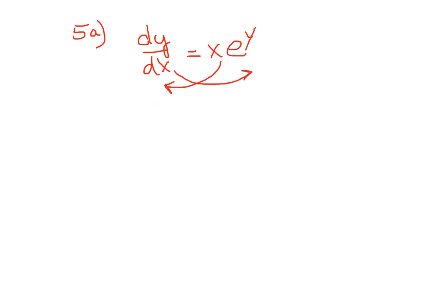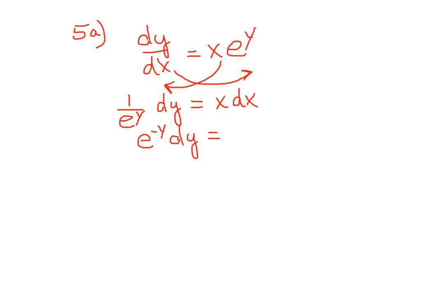So to get e to the y over here, it's going to have to be 1 over e to the y dy equals x dx. I'm going to write 1 over e to the y as e to the negative y, because that's easier for me to take an integral of when it's e to the negative y.